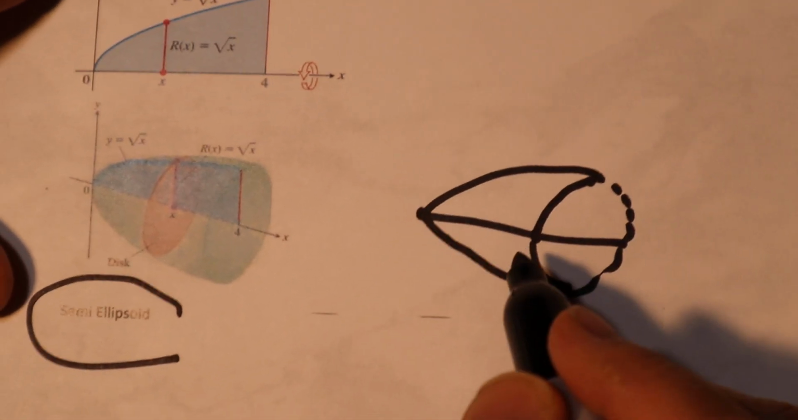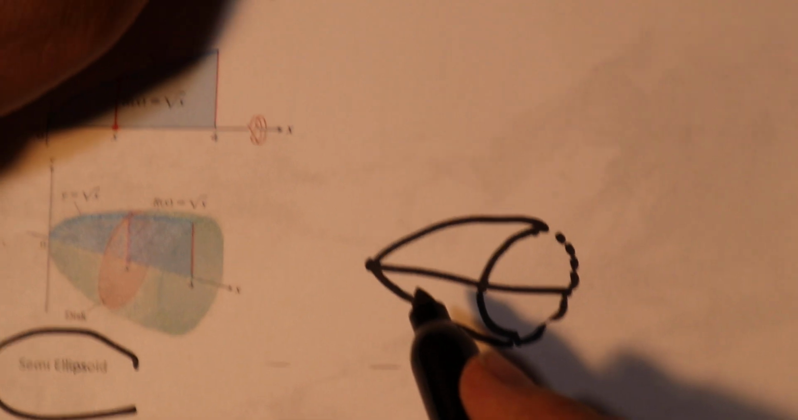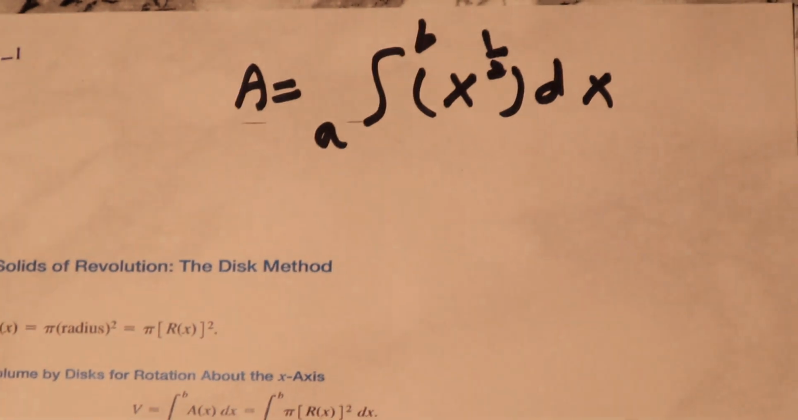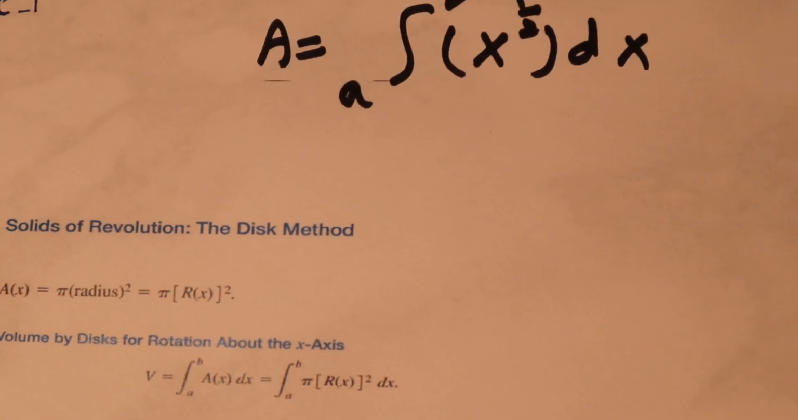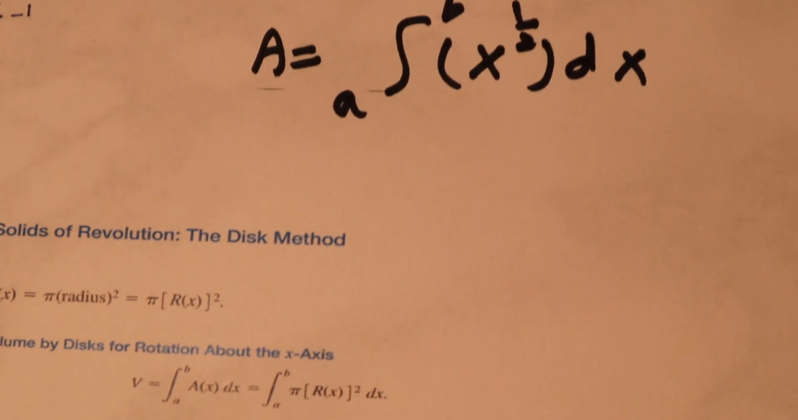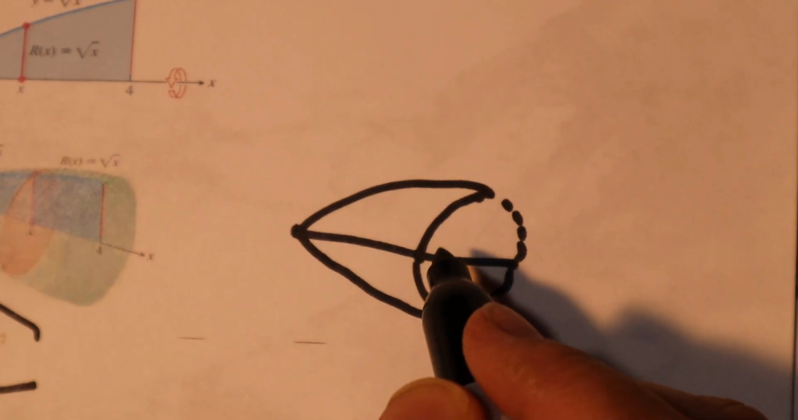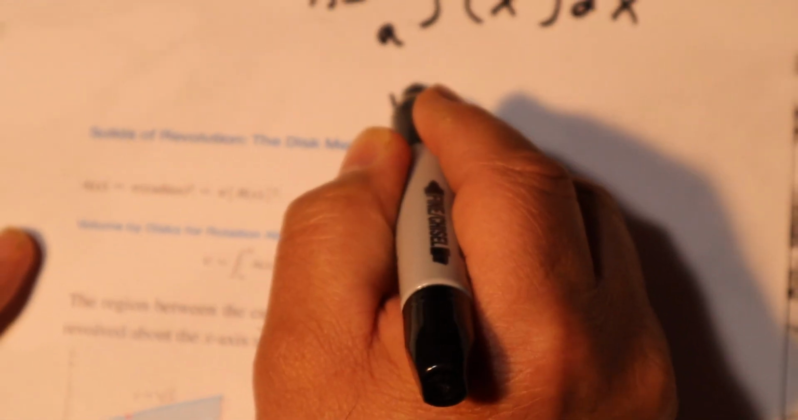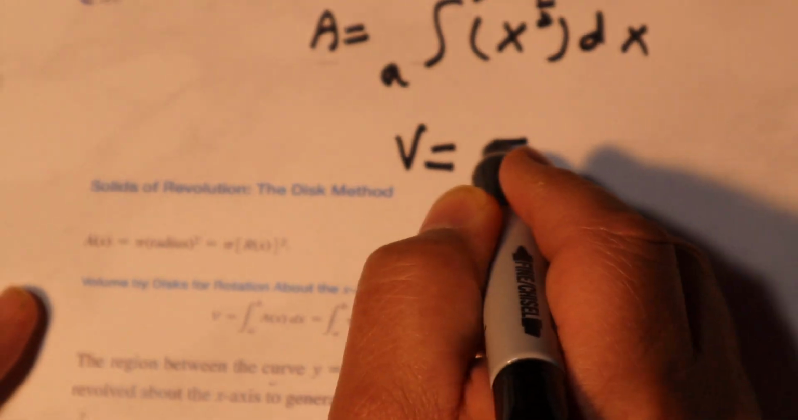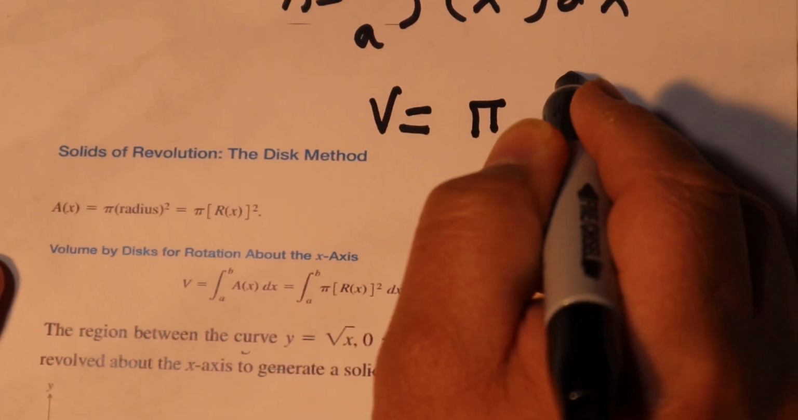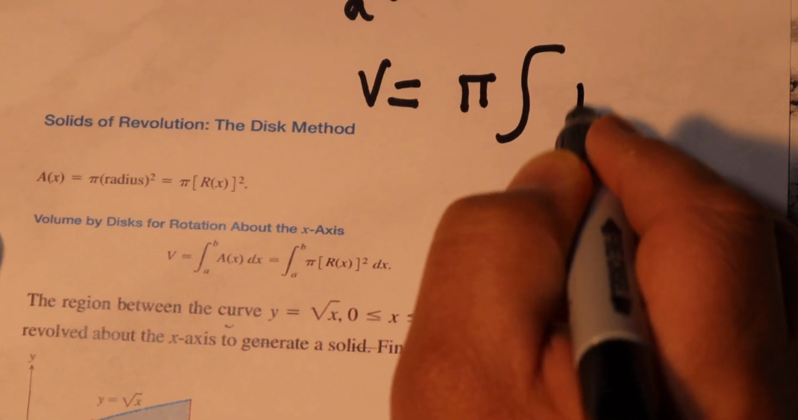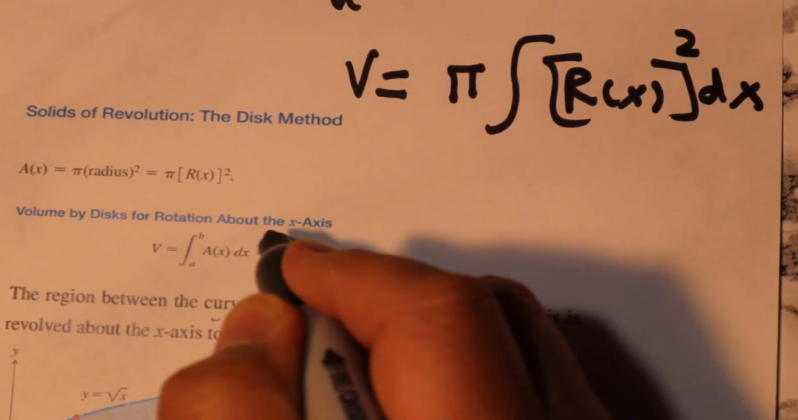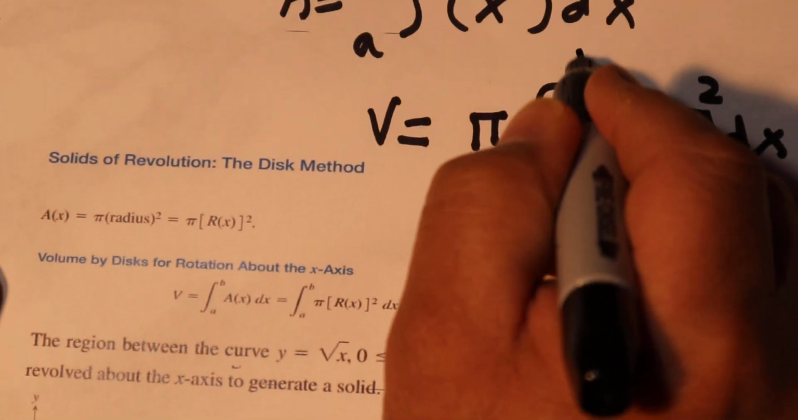To find the area under the curve, we have the integration from a to b of the given function, square root of x, with respect to x. And to find the volume resulting from revolving the curve around the x-axis, we set this equation. The volume equals pi, I prefer to start with pi, times the integration of r of x squared with respect to x, and the bounds are from a to b.